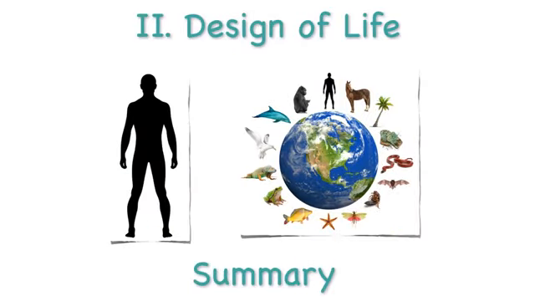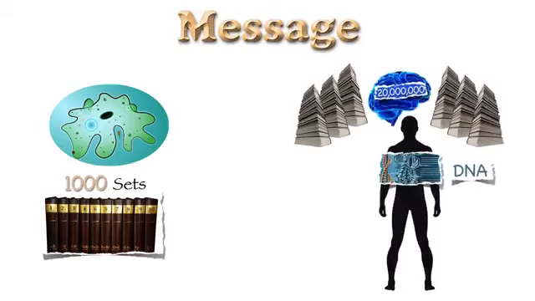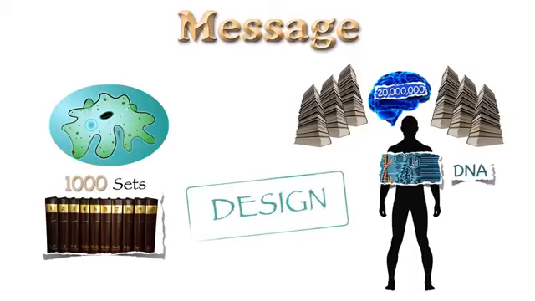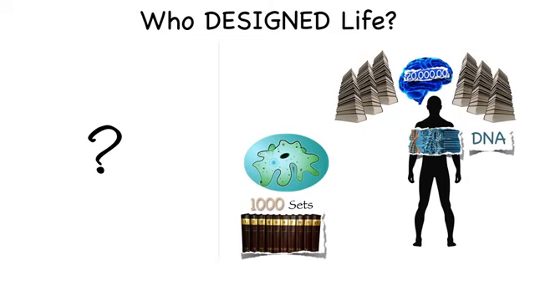Well, in wrapping up what we've learned about the teleological argument, design of life, we can clearly see that life has evidence of design. For contained within life is a message. For the simple amoeba, a message 1,000 complete sets of encyclopedias long, and for the human brain, a message 20 million books long. These are just two examples of specified complexity in living things, and yet they provide strong evidence of design. And if there's design, there must have been a designer. So who or what is this designer? What designer designed life here on planet Earth?